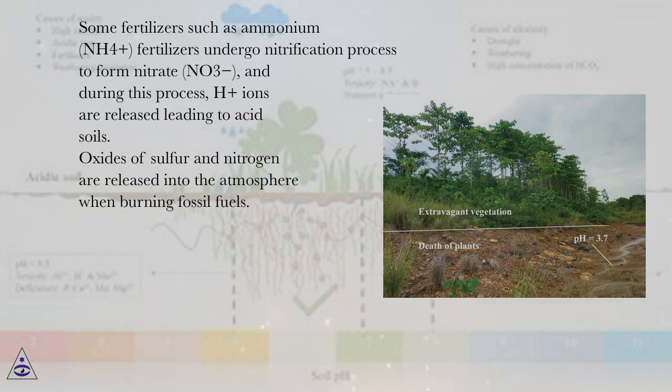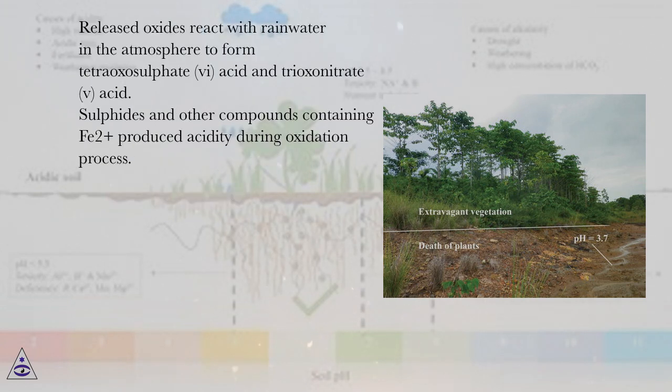Oxides of sulfur and nitrogen are released into the atmosphere when burning fossil fuels. The released oxides react with rainwater in the atmosphere to form tetraoxosulfate(VI) acid and trioxonitrate(V) acid. Sulfides and other compounds containing Fe2+ produce acidity during the oxidation process.